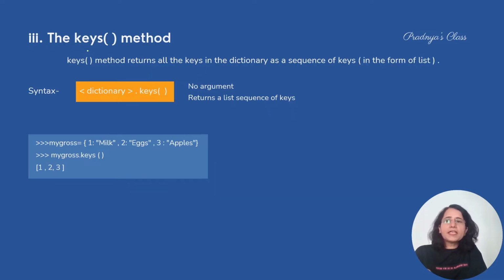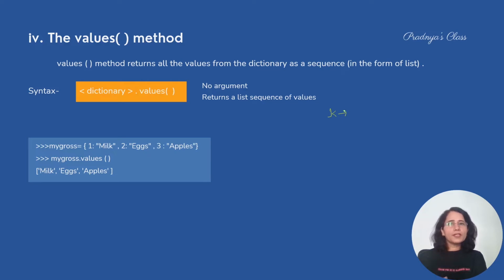The third method is the keys method. The keys method returns all the keys of the dictionary, and it will return them in the form of a list. So here is the syntax for that. Dictionary.keys. It also doesn't take any argument and returns a list of keys. I am going to consider the same dictionary here. When I applied the keys method on that dictionary, I got a list of keys. You know a list is enclosed in square brackets. So the keys method will display all the keys of the dictionary.